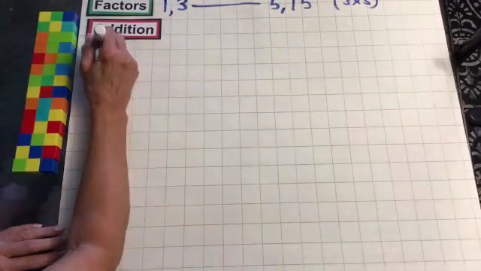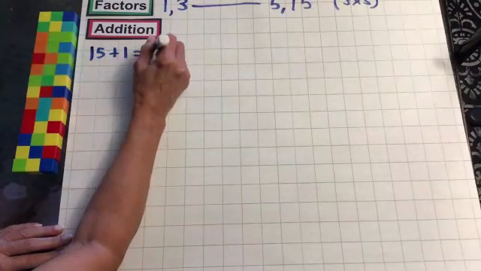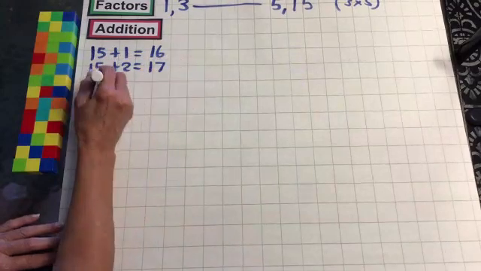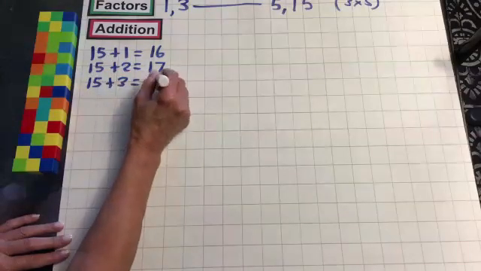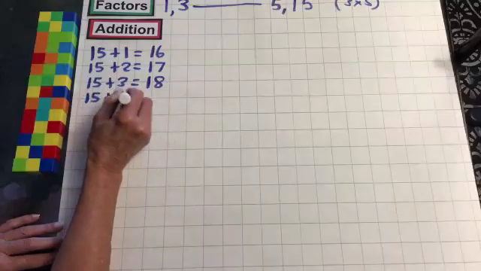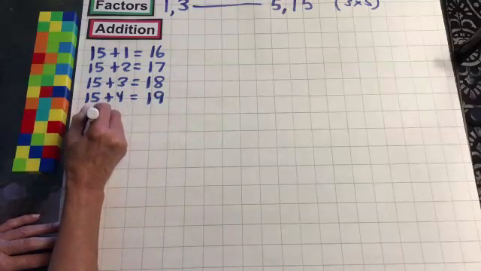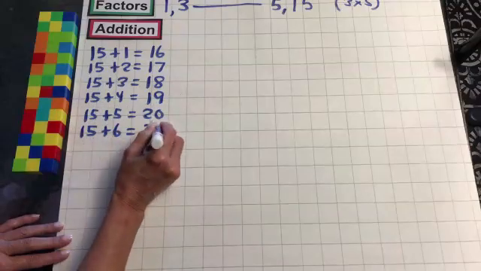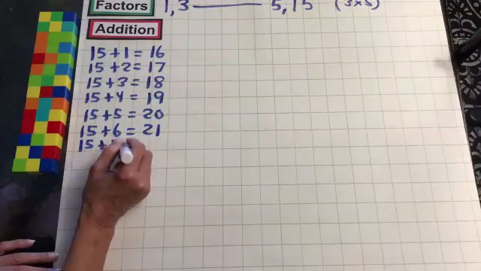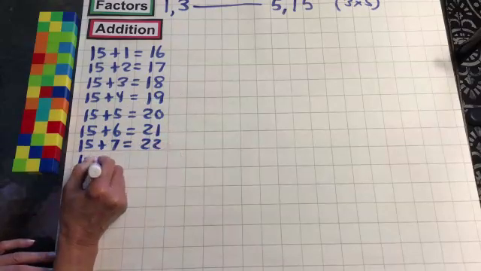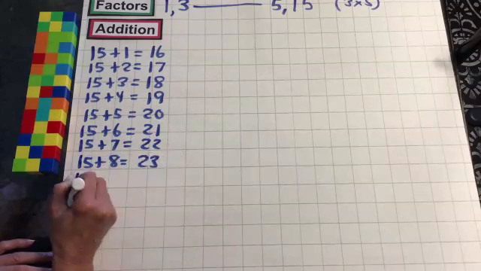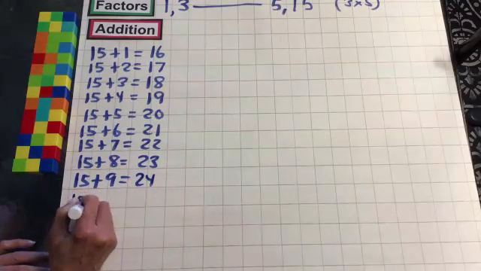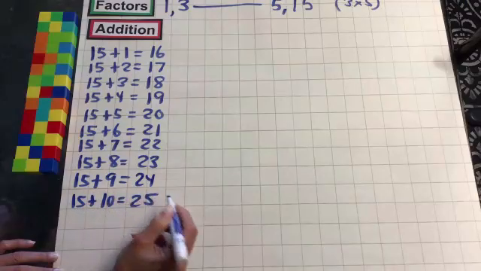So let's start off with 15 plus 1 equals 16. 15 plus 2 equals 17. 15 plus 3 equals 18. 15 plus 4 equals 19. 15 plus 5 equals 20. 15 plus 6 equals 21. 15 plus 7 equals 22. 15 plus 8 equals 23. 15 plus 9 equals 24. 15 plus 10 equals 25.